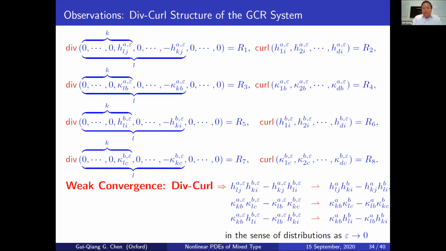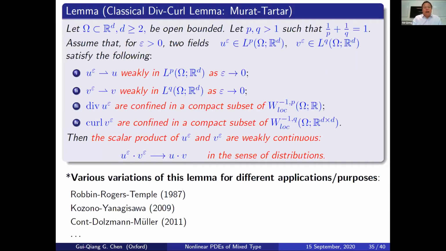Some of you may not be familiar with the div-curl lemma. I just state this classical div-curl lemma as follows. This is a beautiful lemma. We have two sequences, LP and LQ, which are uniformly bounded in LP and LQ. Of course, the div-curl is uniformly bounded in W minus 1,P.